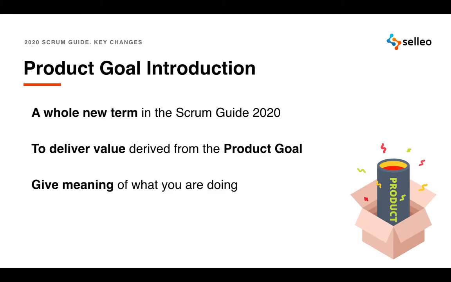The product goal is to the product backlog what a sprint goal is to the sprint backlog. It means that each and every sprint should bring the product closer to the overall goal. It describes your product backlog as a product owner and gives direction to the Scrum team.